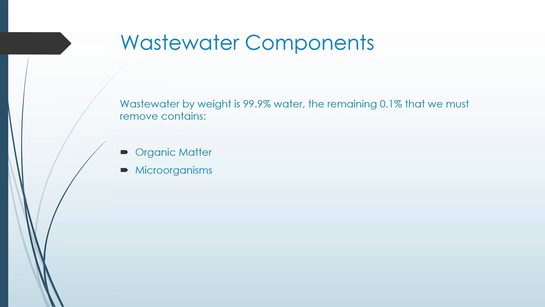There are a number of inorganic compounds to be removed from wastewater as well. Phosphorus and nitrates are the inorganic compounds of greatest concern. In excessive amounts, they cause dramatic increases in aquatic plant growth and changes in the types of plants and animals that live in the receiving streams.